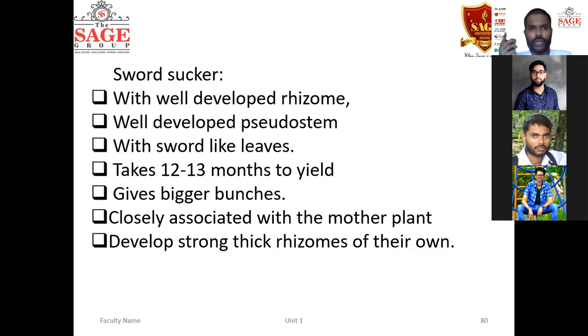They have such a shape of pseudostem, and the leaves are almost sword shaped. Sword, that is a sword. You say sword; kings and maharajas have those. So it has sword shaped leaves, almost lanceolate or tapering towards the tip. It will not have broader leaves like water suckers. It also gives bigger bunches, so the yield is higher, and the crop duration is reduced compared to water suckers.